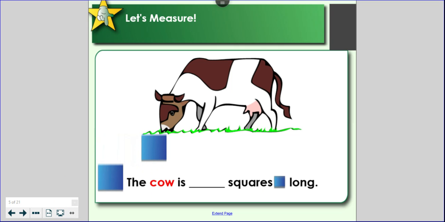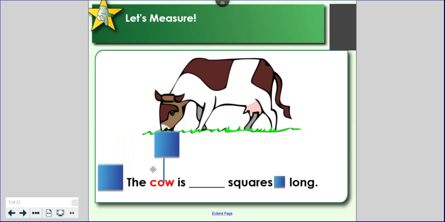If you said that that is the wrong place, then you are correct because guess what? We're not measuring the grass, we're measuring the cow. So I need to scoot it over to the very, very edge of the cow. Good job if you caught my mistake. So there we go. That's right where the cow's horn starts, right there. Very nice. All right, let's start measuring. So I've got my first square in the right place.